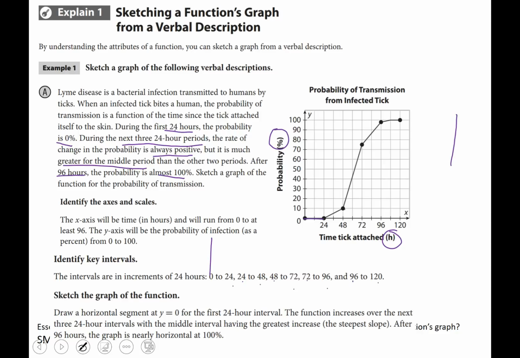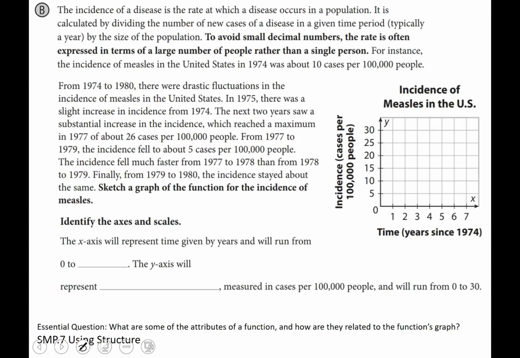After 96 hours, the graph is nearly horizontal. So they did something that was not quite horizontal, but really, really close to horizontal for that last little bit. And they did it up at 100% because that's what the problem said here. All right, so now we're going to try this again. Okay, on our own, we get to actually draw the graph ourselves.